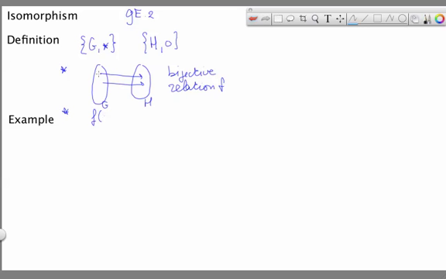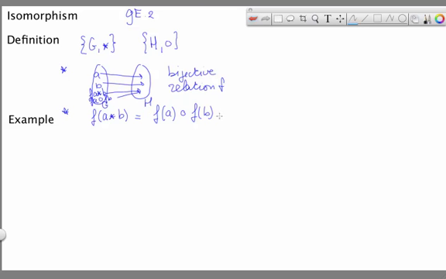this operation star on two elements of G, A and B, so A star B, then this must be the same as the function applied on A, circle operation, function on B. So if I have here A star B, then it must have the same result as the function of A circle function of B.